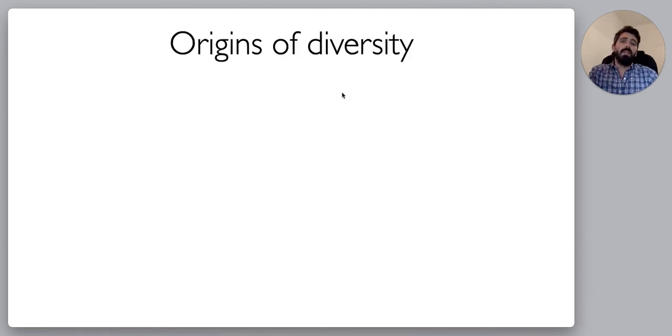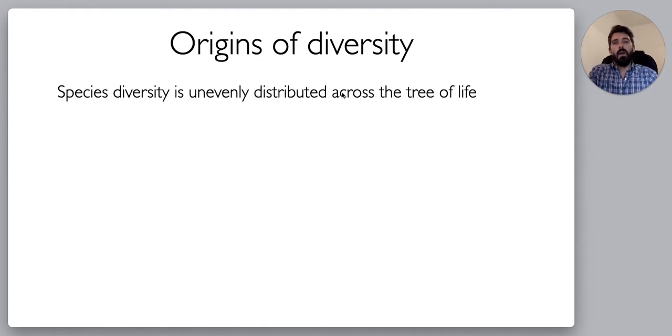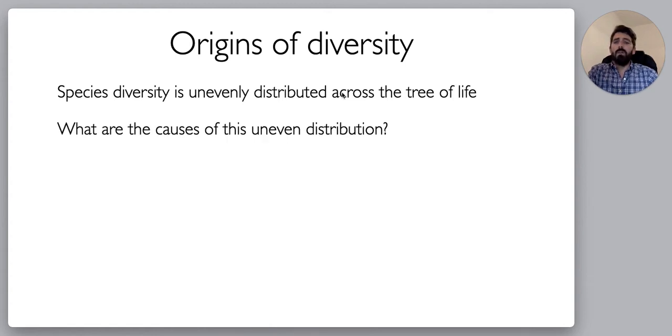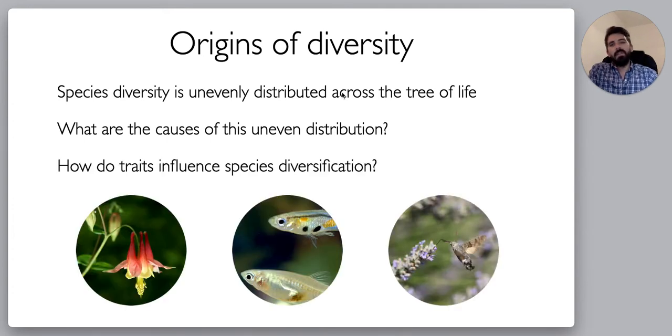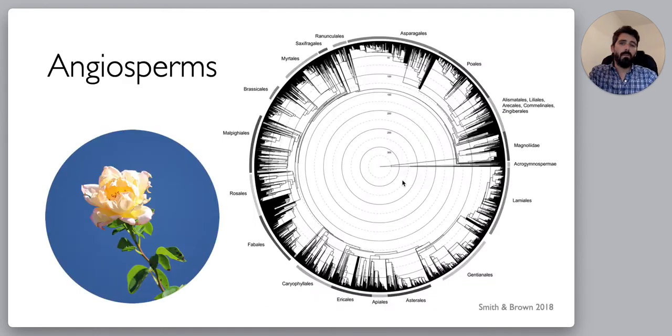One of our goals as evolutionary biologists is to uncover the origins of diversity. We know that species diversity is unevenly distributed across the tree of life, and much research goes into uncovering the causes behind this uneven distribution. In particular, we often want to know how species character traits, such as floral nectar spurs, viviparity in fishes, or the relationship between plants and their pollinators, can influence species diversification.